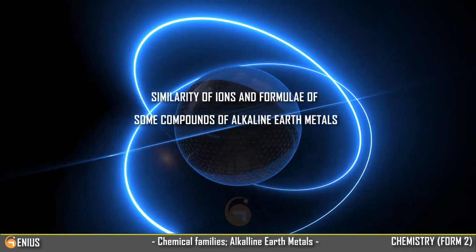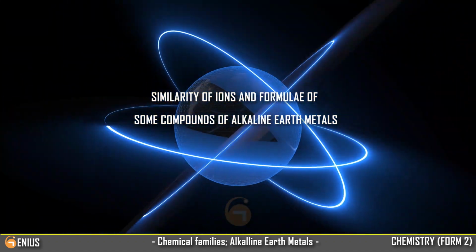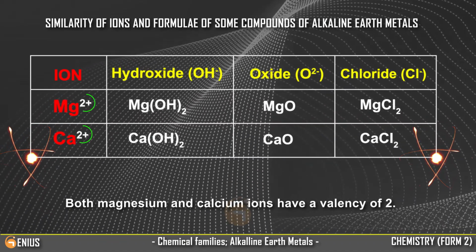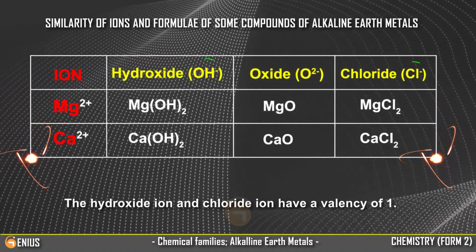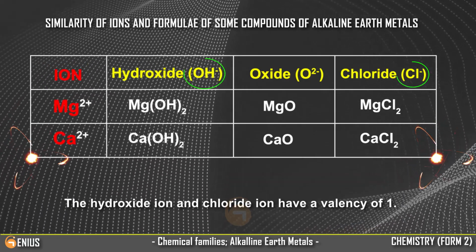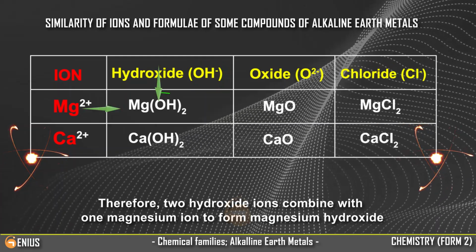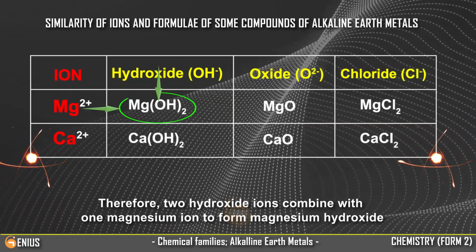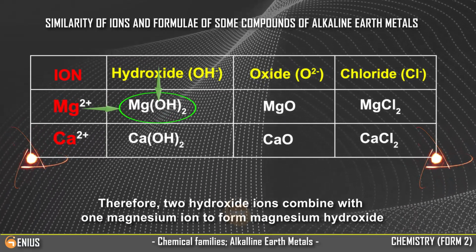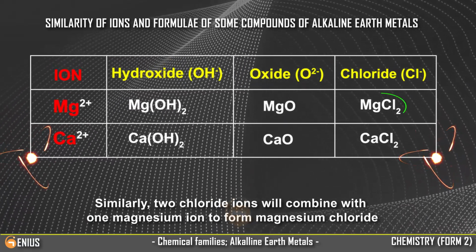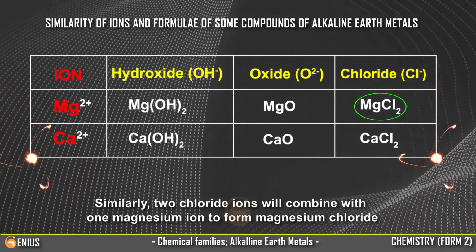Similarity of ions and formulae of some compounds of alkaline earth metals. Both magnesium and calcium ions have a valency of 2. The hydroxide ion and chloride ion have a valency of 1. Therefore, 2 hydroxide ions combine with 1 magnesium ion to form magnesium hydroxide. Similarly, 2 chloride ions will combine with 1 magnesium ion to form magnesium chloride.